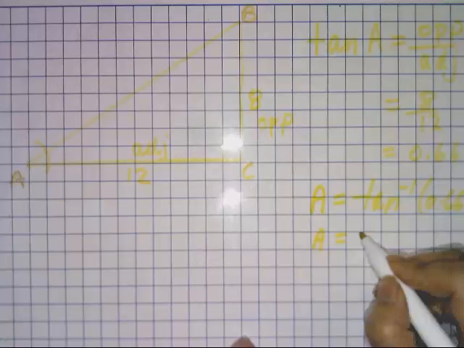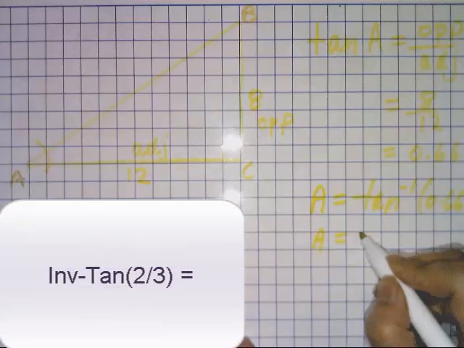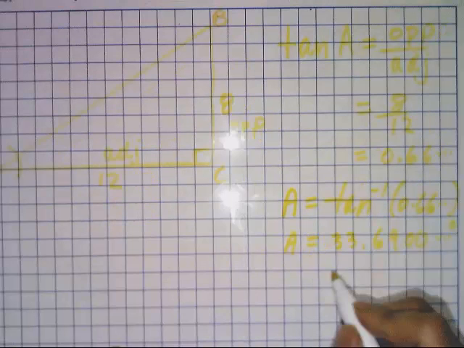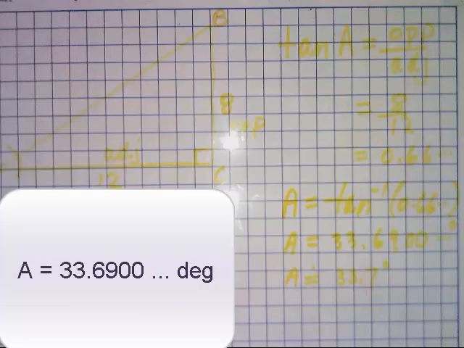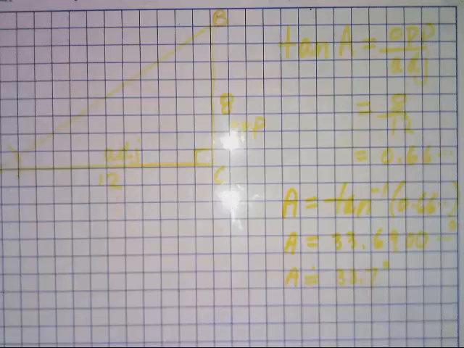Of course, you're accustomed to using a calculator. To find the angle A, we go inverse tan, bracket, 2 divided by 3, close the bracket, equals. This gives the result 33.6900 and so on, degrees. Or if we round it off, it's 33.7 degrees approximately.